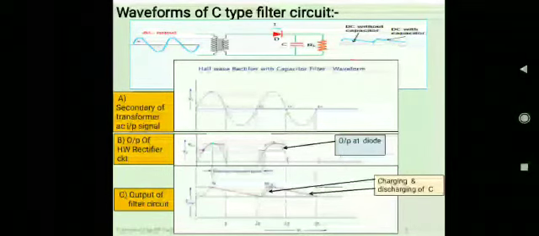Now when negative AC input signal appears at secondary of the transformer, that is the duration from pi to 2 pi in figure A, waveform A, pi to 2 pi, that is negative half cycle.